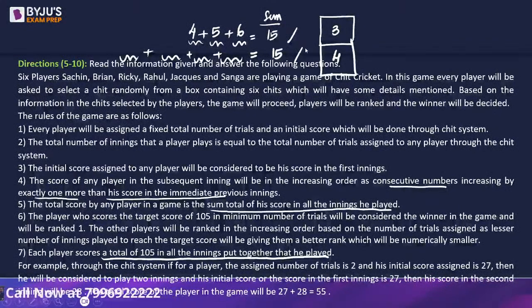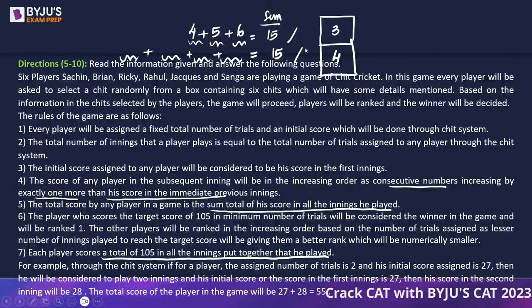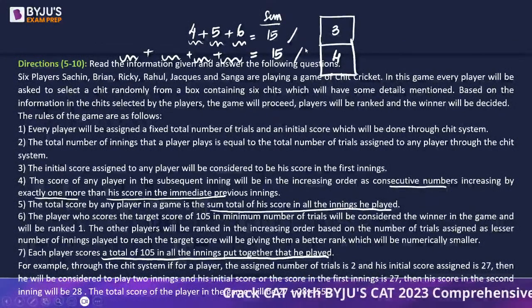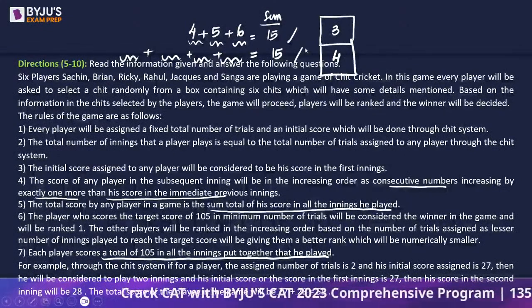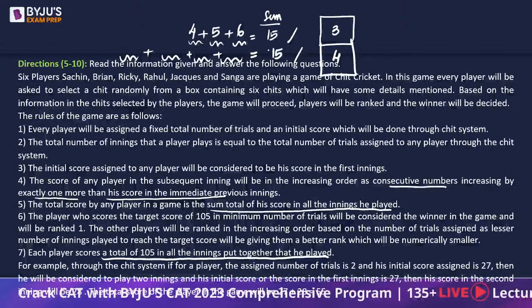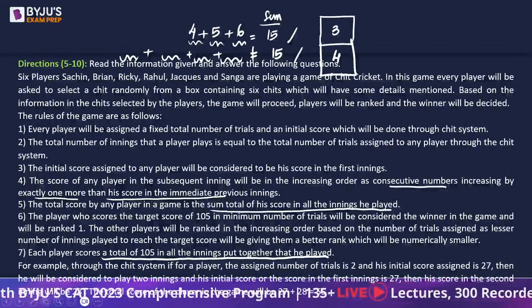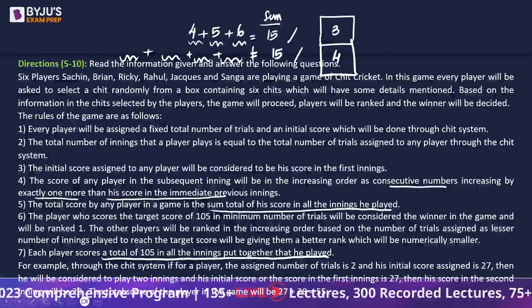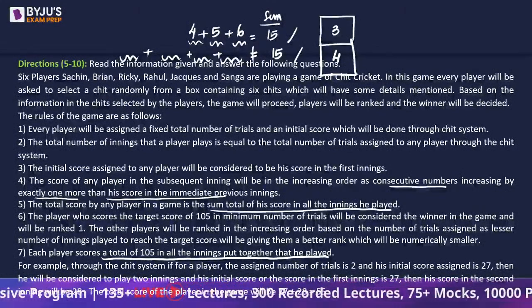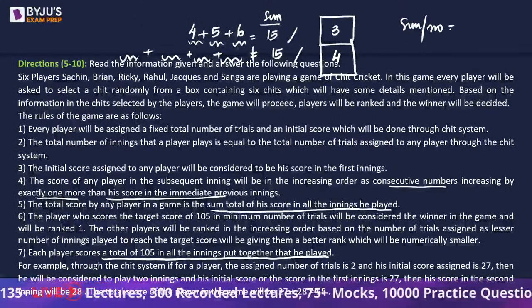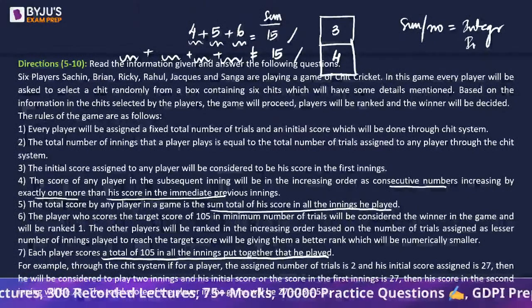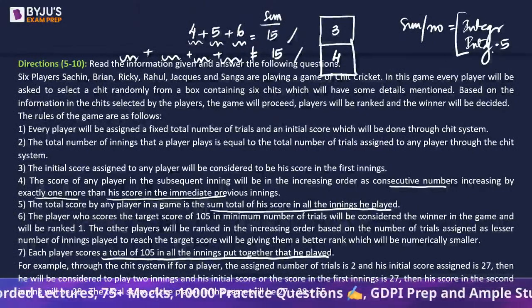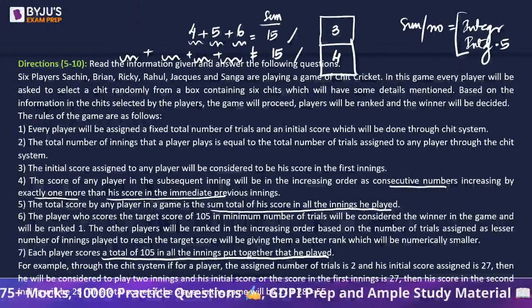15/4. 15 का हाफ 7.5 और फिर उसका हाफ 3.75. Since it's 3.75, there is no way to write 15 as sum of 4 consecutive numbers. आप लिख ही नहीं सकते क्योंकि sum divided by number should be either an integer or it should be an integer plus 0.5. ये होगा तभी आप लिख सकते हो, otherwise it's not possible.